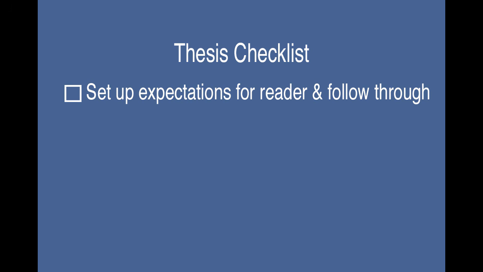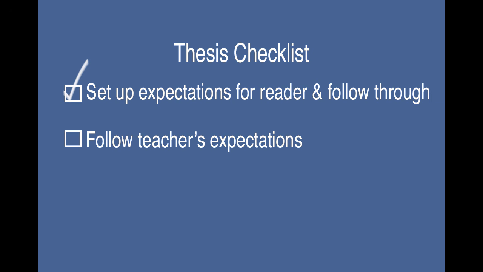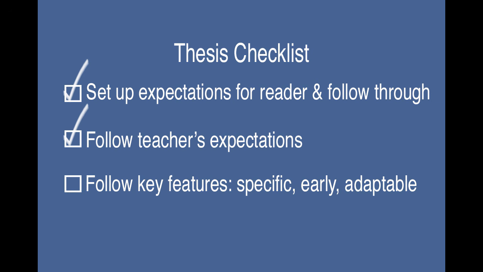There are a number of items we need to check off on our list in order to write an effective thesis statement. The first item is for our readers. We need to make sure that we set up expectations for the reader in the thesis and then fulfill those in the paper. The second item is for our teachers. We need to make sure we follow their guidelines for appropriate thesis statements. The third item is for our key features. We need to make sure our thesis is specific, early, and adaptable.